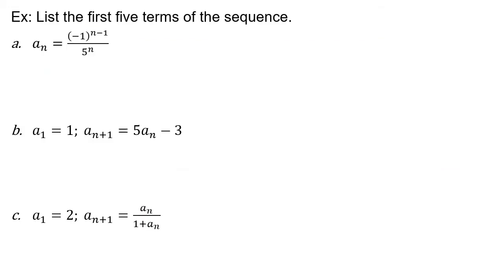Okay, this says list the first 5 terms of the sequence, which is not too bad. Here we are going to assume that we are starting with 1. So we're going to do a sub 1, a sub 2, a sub 3, a sub 4, and a sub 5. So let's start with a sub 1. A sub 1 says negative 1 to the 1 minus 1 over 5 to the 1. So that's negative 1 to the 0 over 5. Well, negative 1 to the 0 is just 1, so that's just 1/5. So our first number is 1/5.